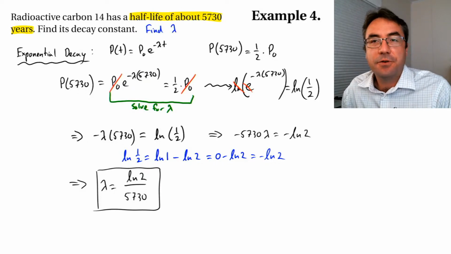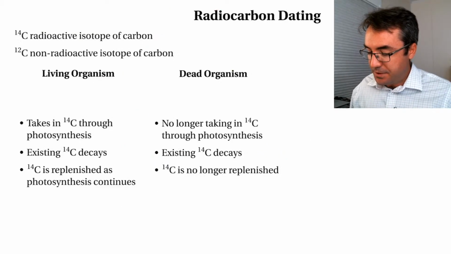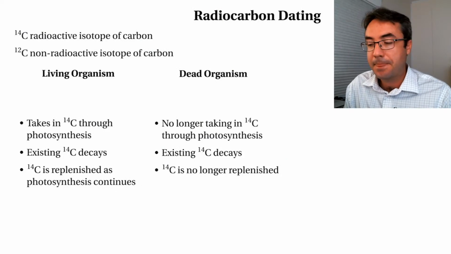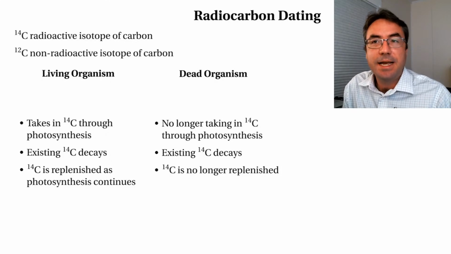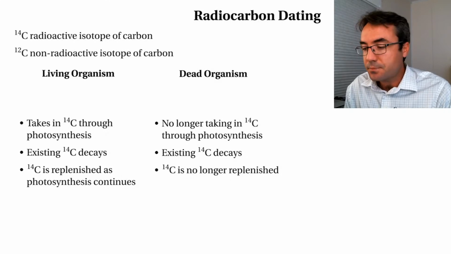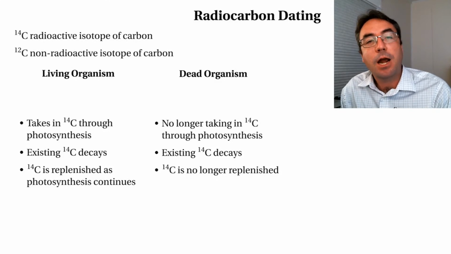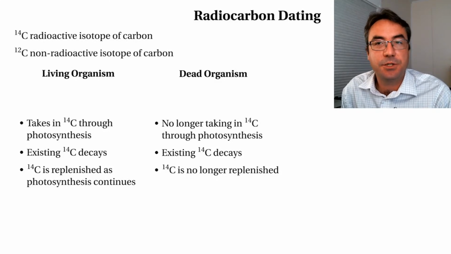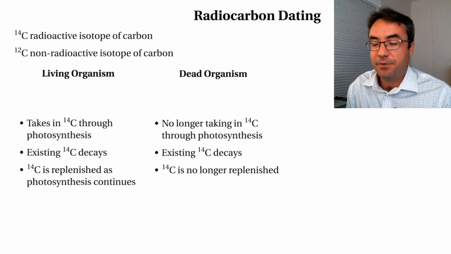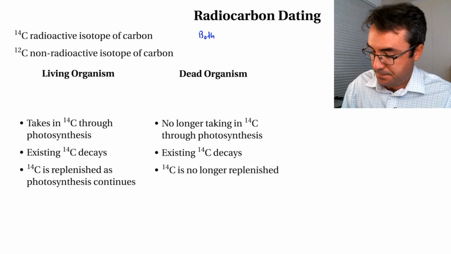So you may have heard of carbon-14 before. And one of its applications is with radiocarbon dating. So we're going to look at an example related to this. But first, let's describe how this process works. In the atmosphere, there's carbon-14, which is a radioactive isotope of carbon. And there's also carbon-12, but that's a non-radioactive isotope of carbon. And so both of these exist in the atmosphere.